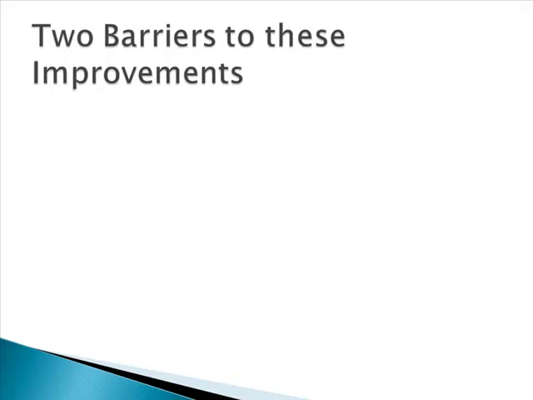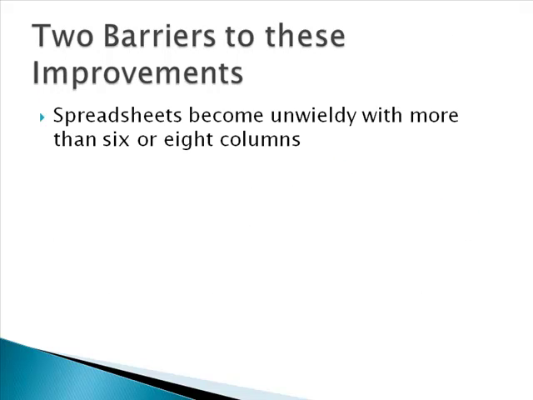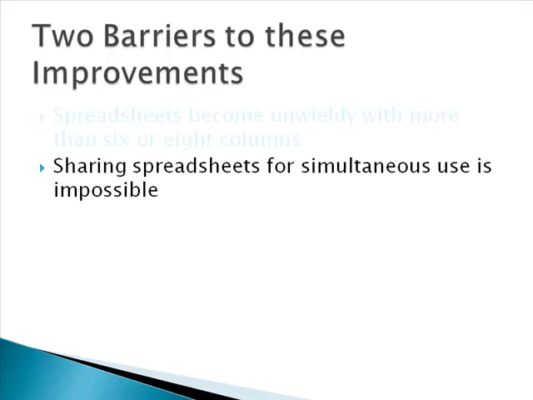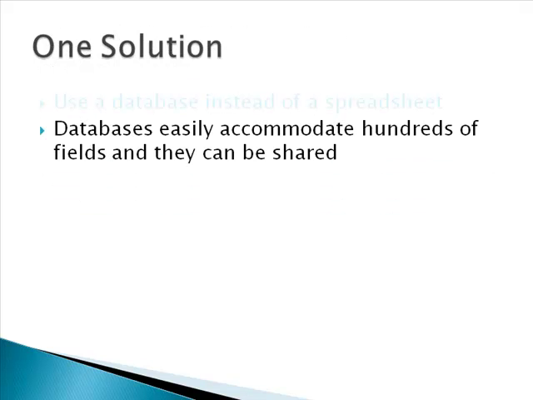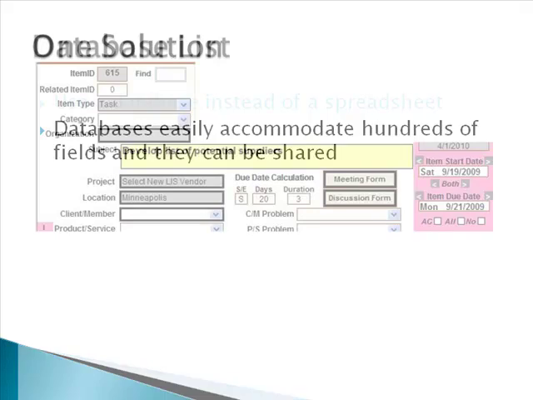What are the barriers to making these improvements using a spreadsheet? One, spreadsheets become unwieldy with more than 6 or 8 columns. And second, sharing spreadsheets for simultaneous use is impossible. One solution is to use a database instead of a spreadsheet because databases easily accommodate hundreds of fields and they can be shared.